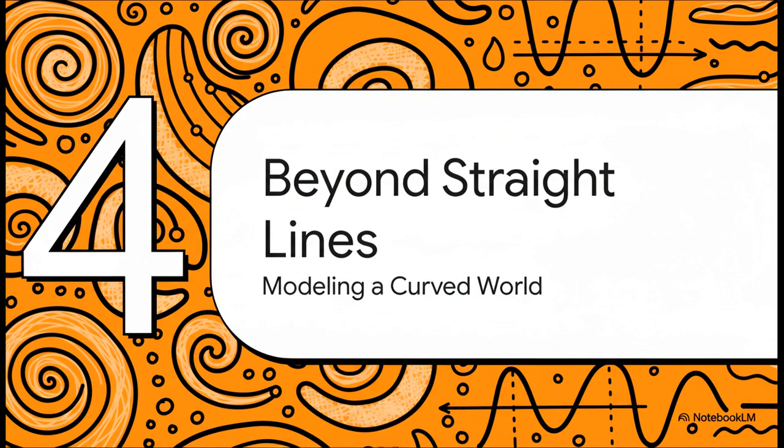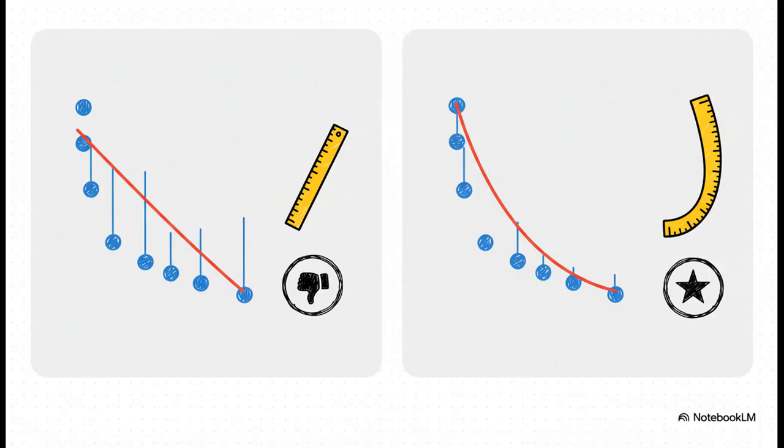Okay, straight lines are great. But let's be real, the world isn't always a straight line, is it? So what happens when the pattern in our data is curved? This is the perfect example. Let's go back to our car data. If you try to force a straight line onto that, it's a pretty bad fit, right? It just completely misses the real relationship. But look at this. If we use a curved line, it captures the pattern almost perfectly. And this is exactly what we call polynomial regression.